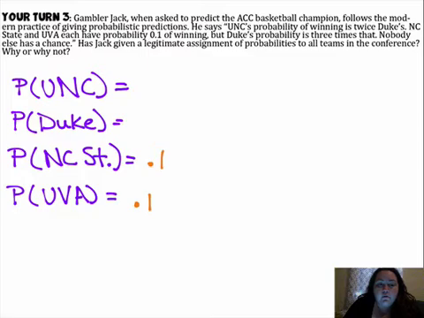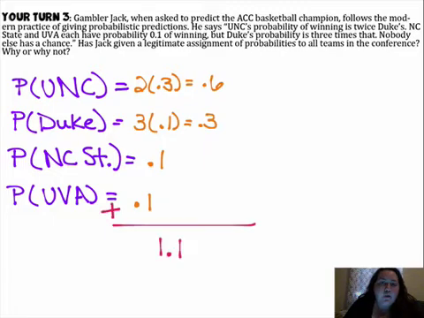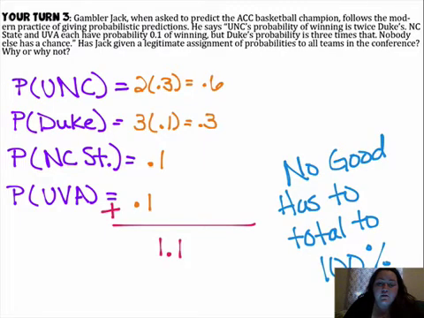So 0.1 and 0.1 for NC State and UVA. They also said Duke's probability is 3 times that, so 3 times 0.1 is 0.3 for Duke. And it says UNC's probability of winning is twice Duke's. Well, Duke's is 0.3, so 2 times 0.3 is 0.6. Now, is that legitimate? If I take 0.6, 0.3, 0.1, and 0.1 and add them, I get 1.1. So this is not good because it has to have a total of 100%, not 110%.